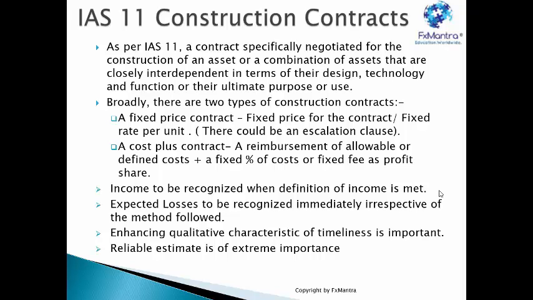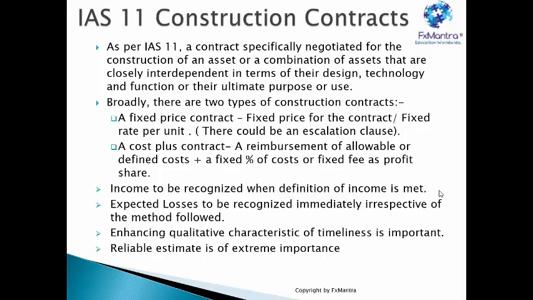Broadly speaking, there are two types of construction contracts. One is a fixed price contract. Now, before getting into the terminology, look at the English words, fixed price. It means that the price is fixed for the entire contract, or if I am constructing something in units of output, probably I have a fixed rate per unit.